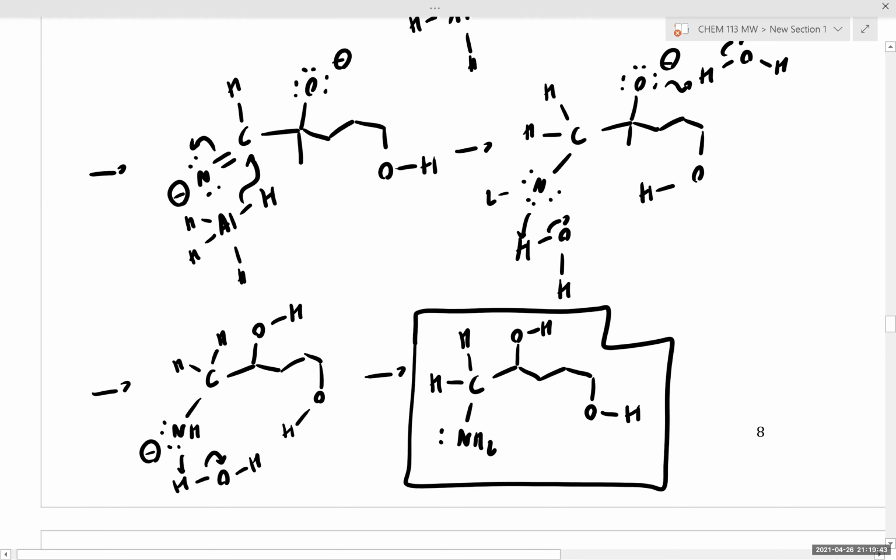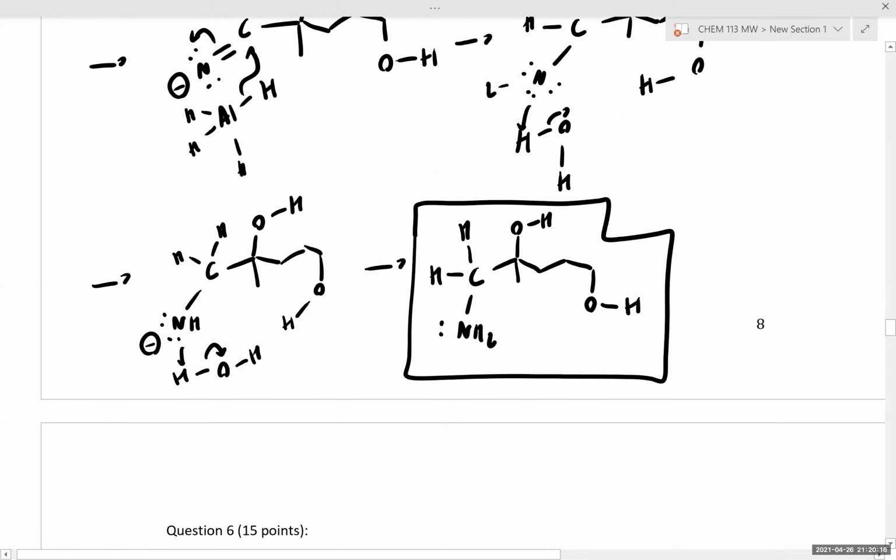Any questions I can address? Oh, yes. This methyl wasn't showing up. There we go. Any other questions on this example? Okay, let's keep going.